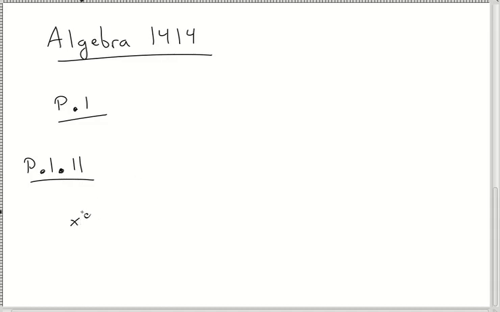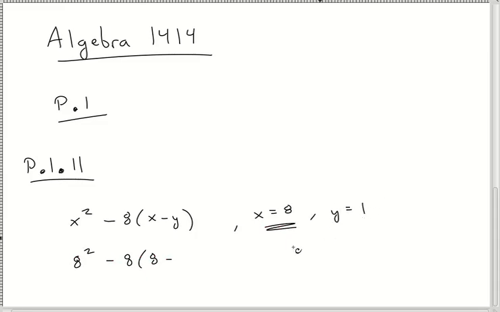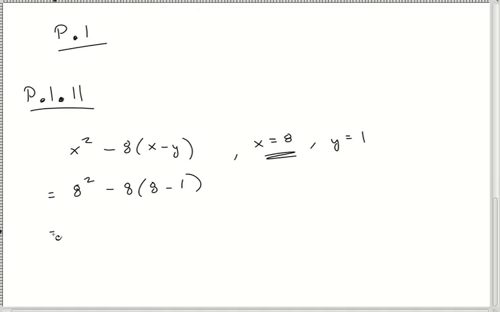So I got x squared minus 8 times x minus y. You'll notice that I have terrible handwriting, but you'll get used to it really quickly. They also say that x is equal to 8 and y is equal to 1, and they just say plug them into the expression and figure out what the number is. And that's all you're doing. It's called substitution. Wherever you see an x, you're going to put an 8. So that's 8 squared minus 8 times x, which is again 8, minus y. What's y? 1. And so you just substitute those in, and then we're going to simplify.